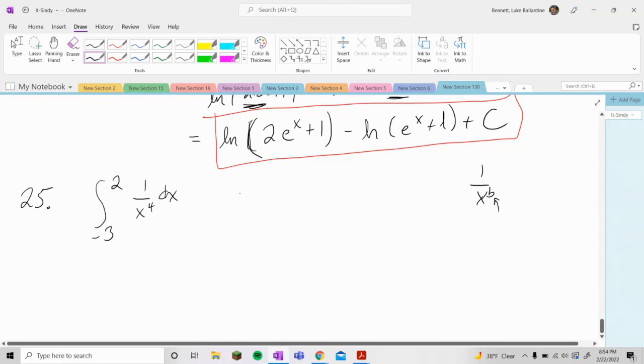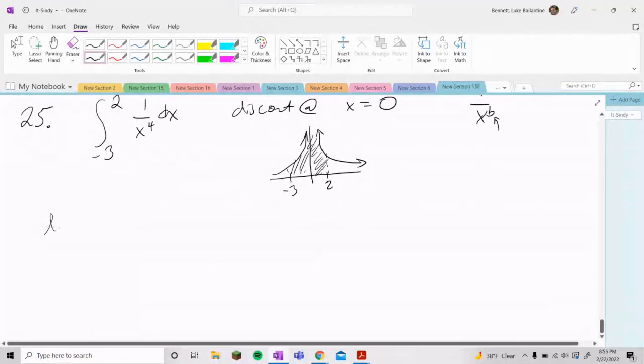So this is an improper integral because there is a discontinuity at x equals 0. So the graph looks like this, from -3 to 2. So we want to know if this area is finite. So I'll just look at one side of it. I'll do limit t approaches 0 from the left, -3 to t, x to the -4 dx.